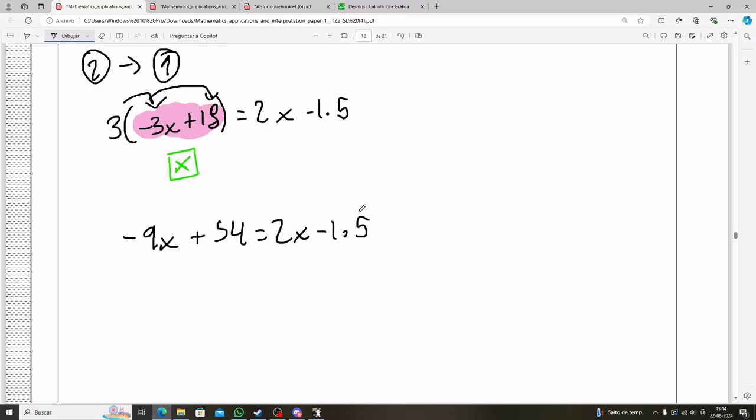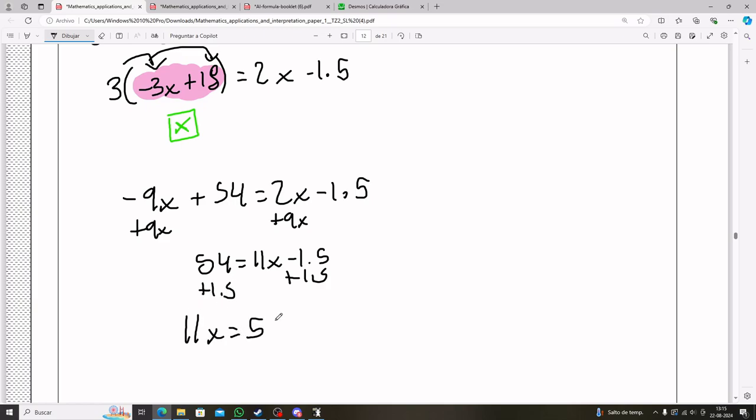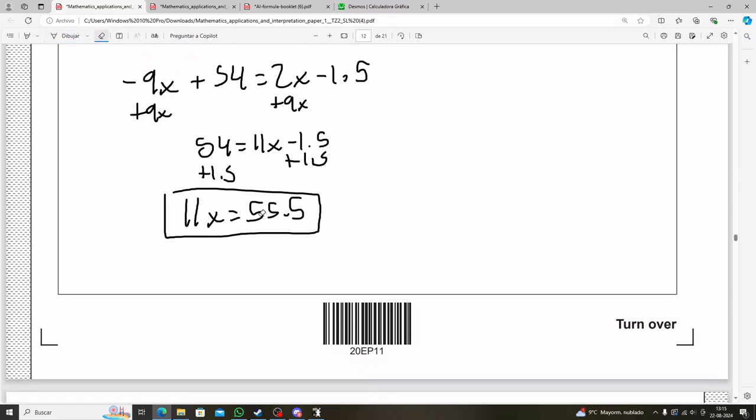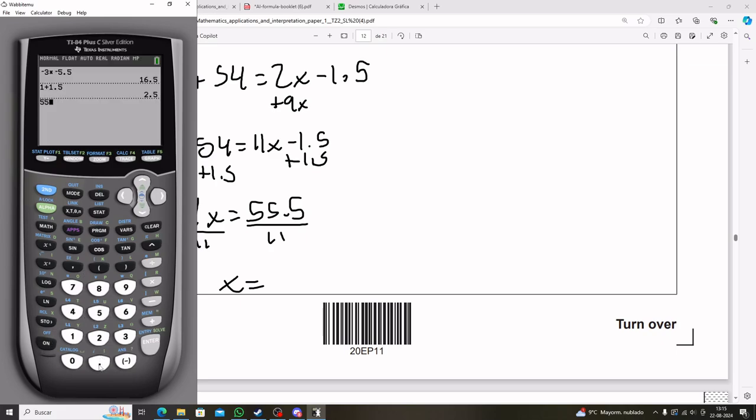Okay? Seems good to me. From here, I like to keep my x values positive, so I'm going to do plus 9x. Plus 9x, 54 equals 11x minus 1.5, plus 1.5 to both sides. 11x will have to equal 55.5. Here I just flipped it at the very end. I like having x on the left side. Here you can divide by 11 to both sides, and x has to equal, I'm pretty sure that's just 5.5, but let's double check. There's no reason not to.